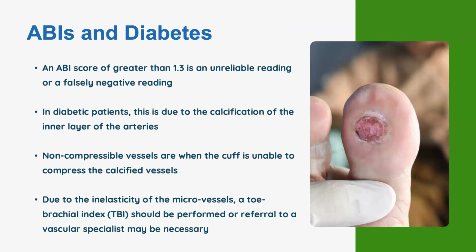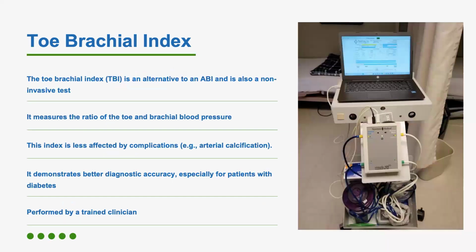As I mentioned, an ABI greater than 1.3 is unreliable, or it can be a false negative, due to the calcification of the medial layer of the arteries in these patients. These vessels are then non-compressible and inelastic, and the value is going to be elevated. In these patients, we recommend getting a TBI, or toe brachial index, because the ankle brachial index may give you a false negative value.